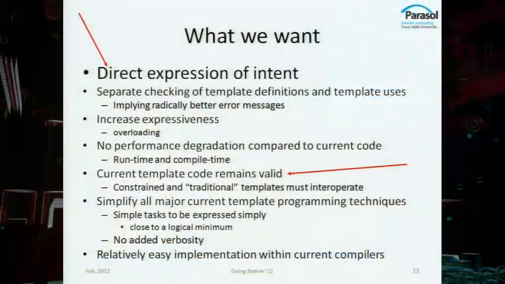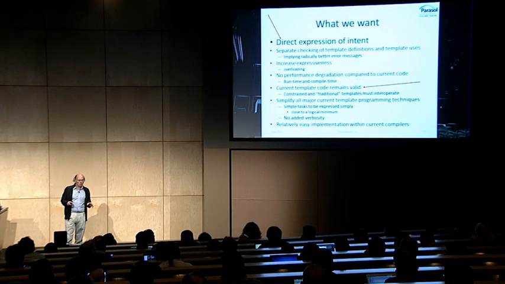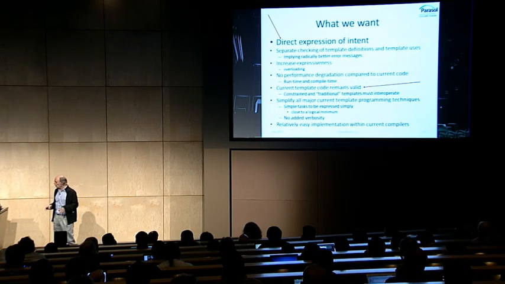So what we want is a direct expression of our intent. We want to say that the intent is for this algorithm to take numbers, and for that algorithm to take pairs of forward iterators and things like that. And we want increased expressiveness. We want overloading to work really nicely and smoothly. And we don't want to break existing template code. We've got millions of lines of code out there using unconstrained templates. We want to impose a type system on it, and we want it all to work without changes, except in the cases where you had bugs.